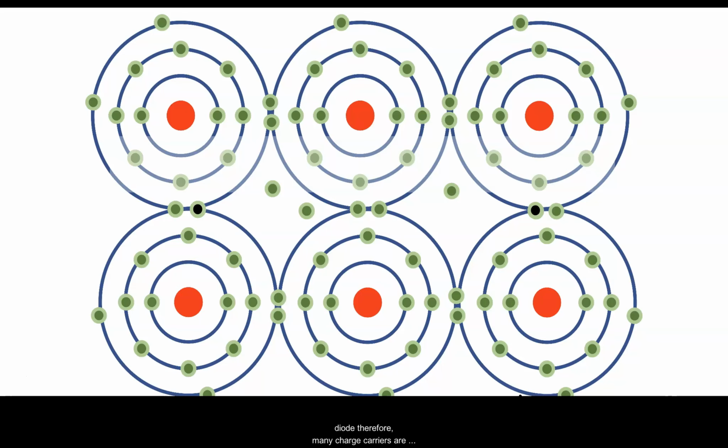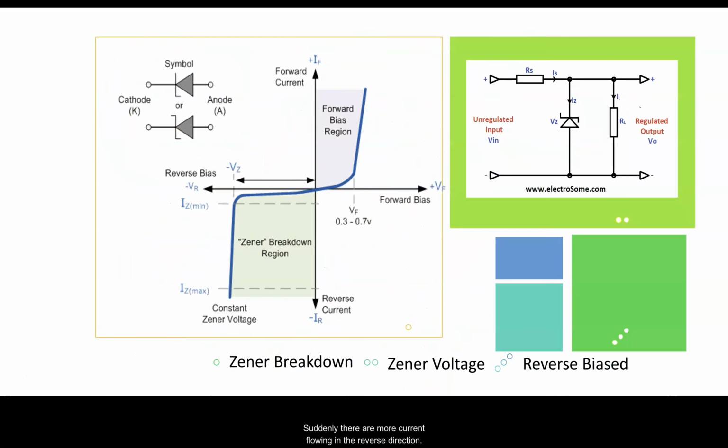Therefore, many charge carriers are created at the narrow depletion layer. And suddenly, more current flows in the reverse direction. This is called the Zener breakdown effect. The voltage at which the Zener effect starts is called the Zener voltage. From the graph, it can be observed that the Zener voltage remains constant even when we increase the supplied voltage. Only the Zener current will increase.